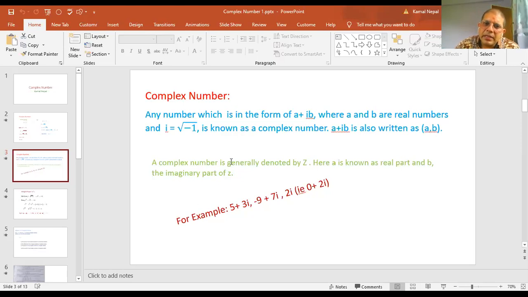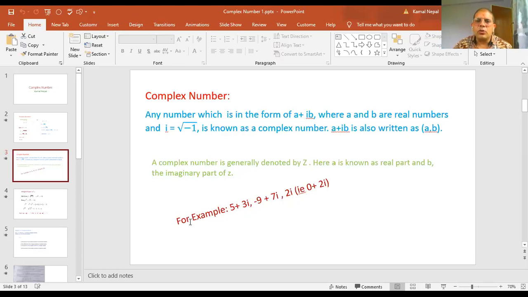A complex number is generally denoted by z. Here, a is known as the real part and b is the imaginary part. For example, 5 + 3i is a complex number, with a real part and an imaginary part. Similarly -9 + 7i has a real part and an imaginary part. If you have only 2i, it is also a complex number, which you can write as 0 + 2i.